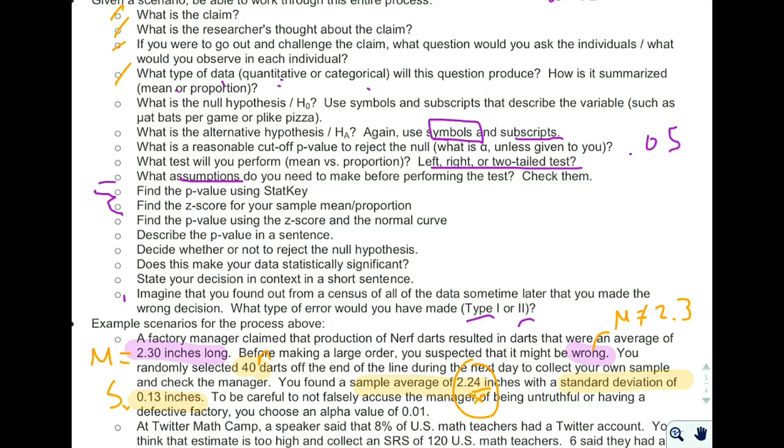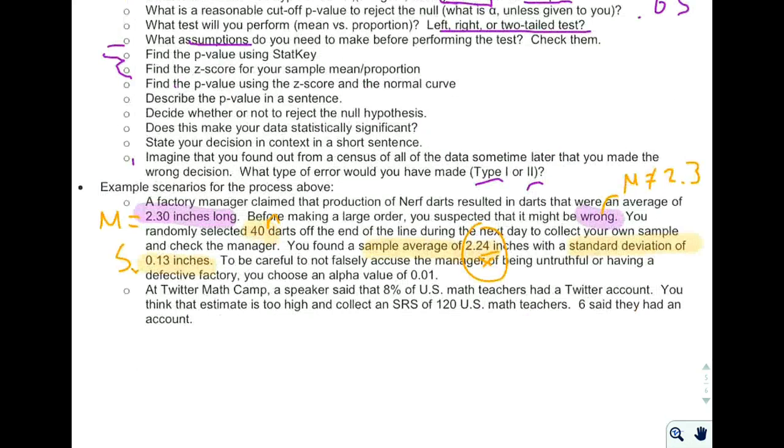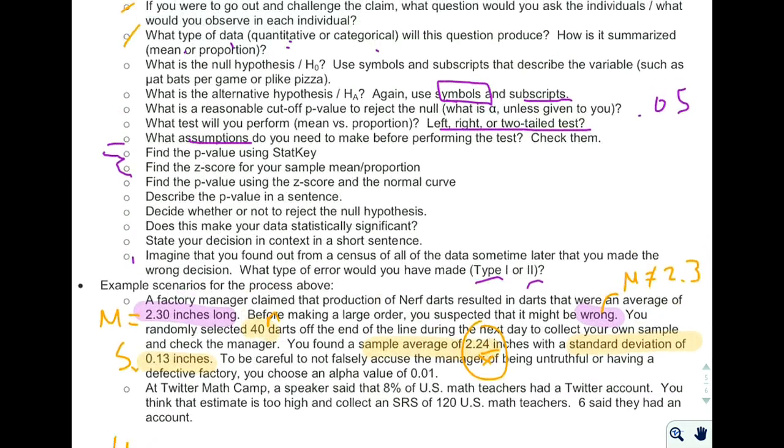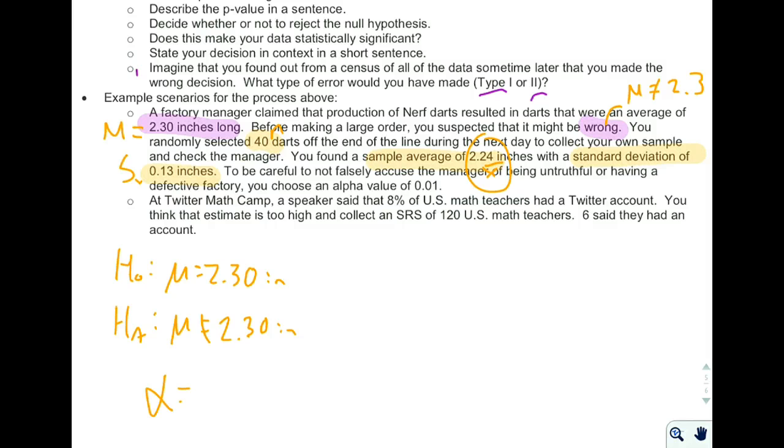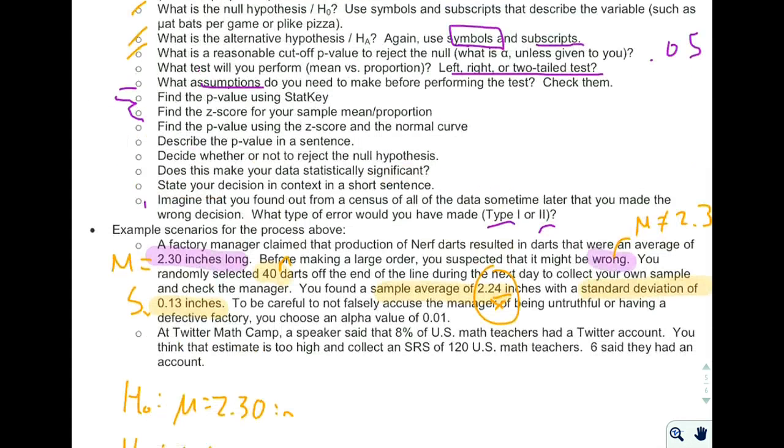The null hypothesis is that mu equals 2.3. So the null is that mu equals 2.3 inches. The alternative, then, is that mu is not equal, because we didn't have a particular direction in mind. So not equal to 2.3. Our cutoff, our alpha value is 0.01, because we are told to use 0.01 instead of 0.05, so we need to do that. What test are we going to perform? We're going to perform a test of the mean. We're going to perform a two-tailed test, because it is a not equal test.